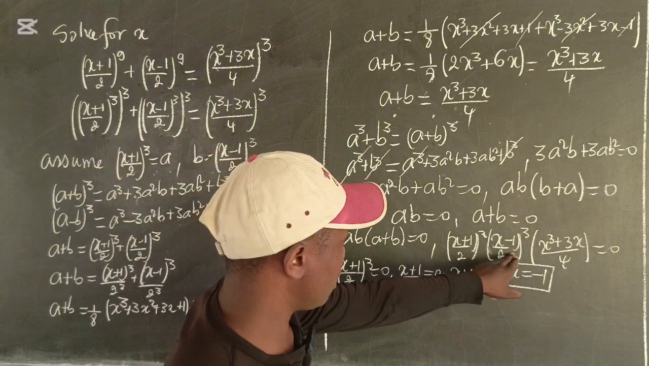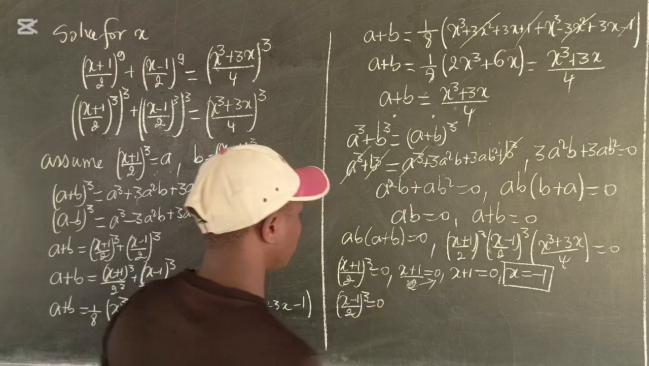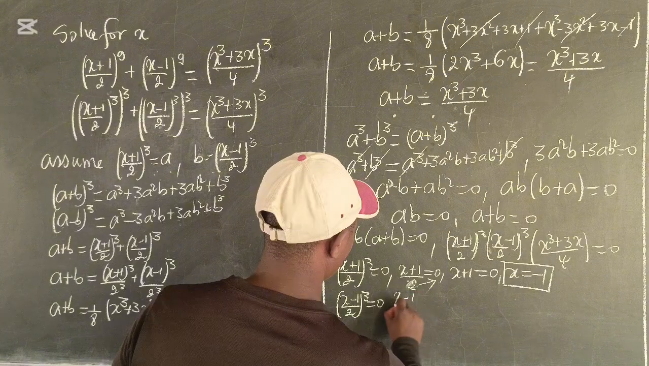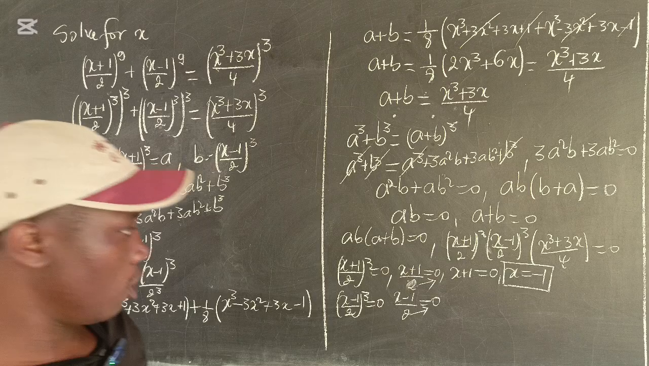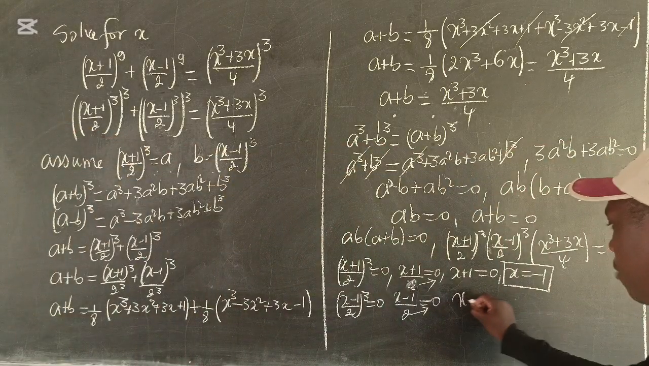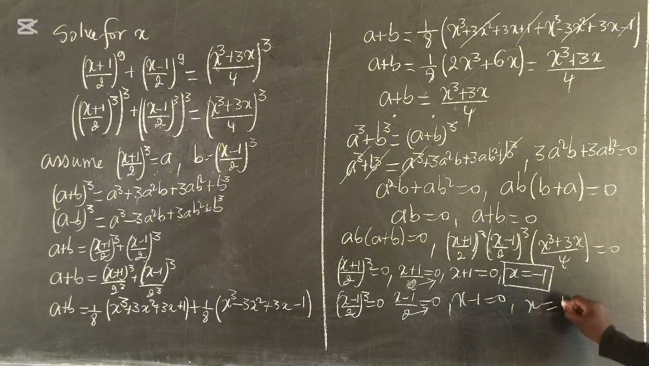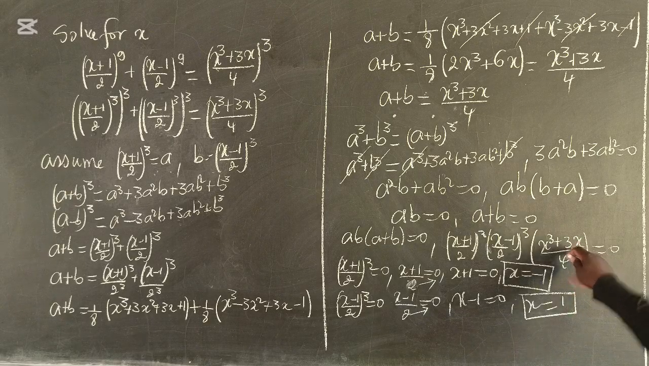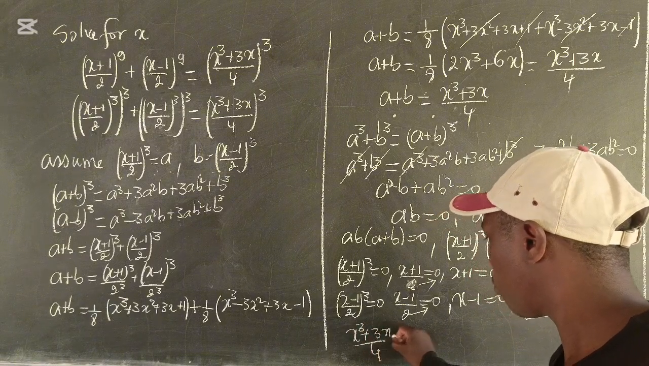Okay, let's try this. We have (x minus 1 over 2) power 3, which is 0. Powering both sides by 1 over 3, we stay with x minus 1 over 2 is 0. Crossing multiplication, we have x minus 1 is 0, and our x here is equal to 1. Here is another solution. And we also have x power 3 plus 3x over 4, which is 0.